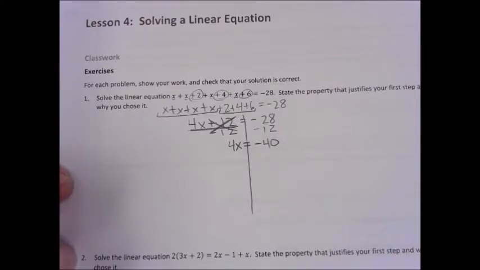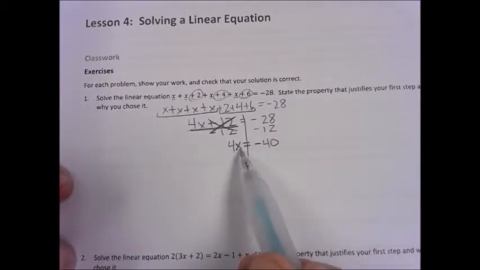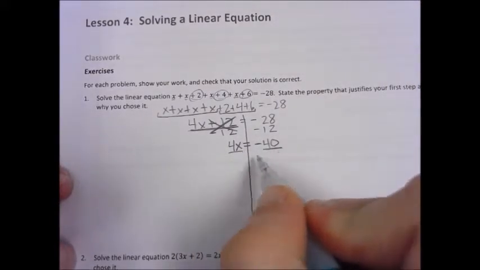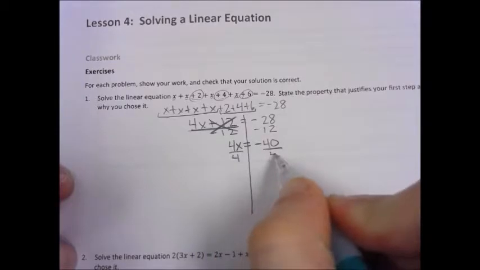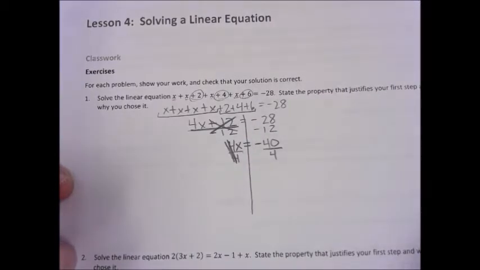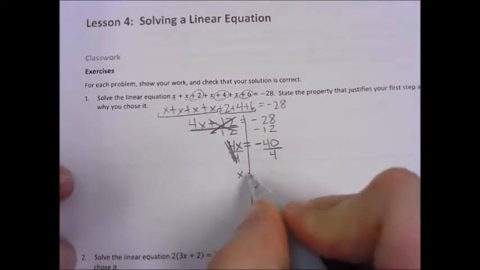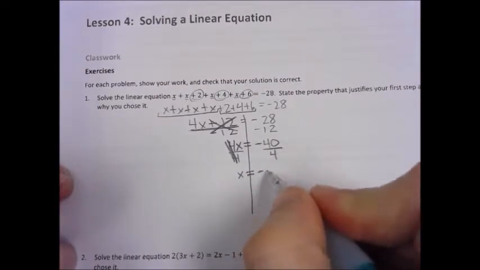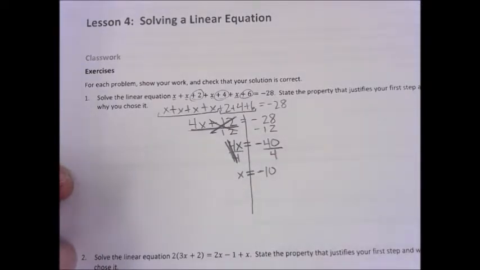And now to solve for x, what I have to do is the opposite operation, the inverse operation of multiplication, which is division. So on each side of the equation, I have to divide by 4. That gets rid of this. 4 divided by 4 is 1. So what I'm left with is x equals negative 40 divided by 4, which is negative 10.